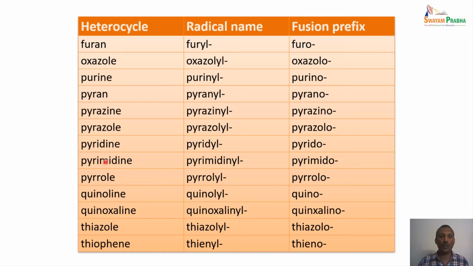Say, for example, the common one, thiophene: if we have to use it, it is given the radical name thienyl and the fusion name is thieno. So in the case of quinoline, it is quinolyl and quino. So these are all the different heterocycle names and their fusion and radical names.